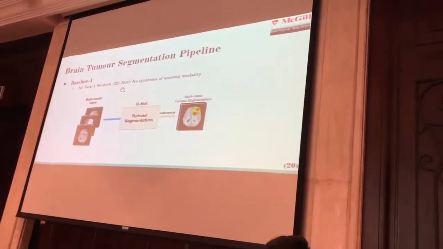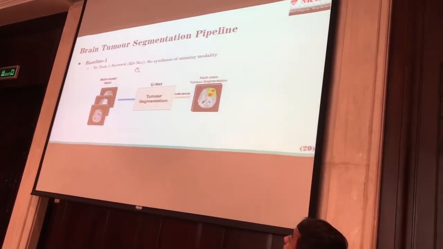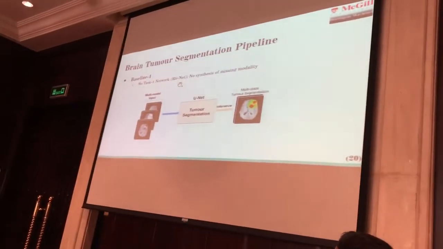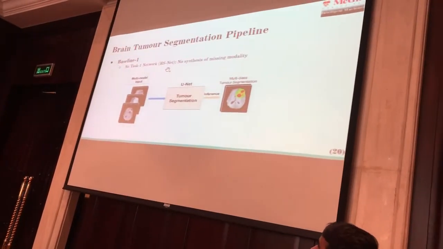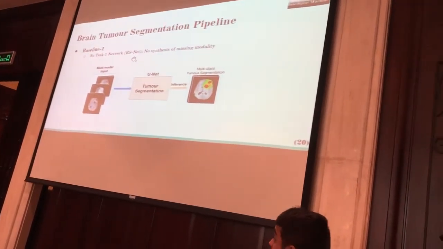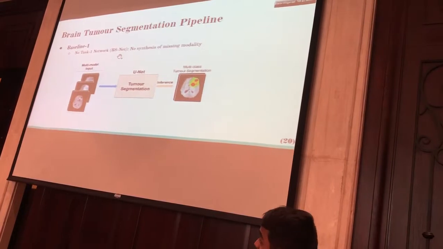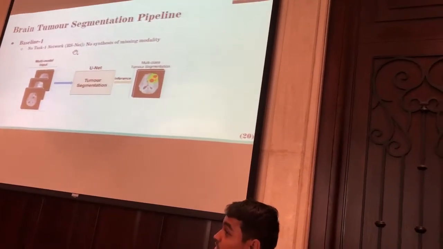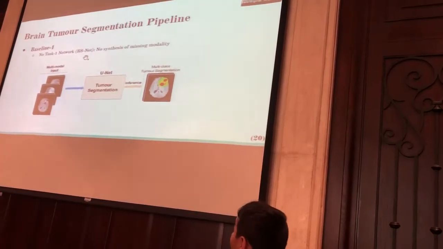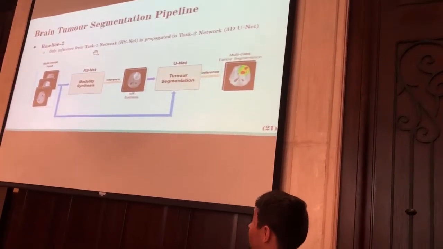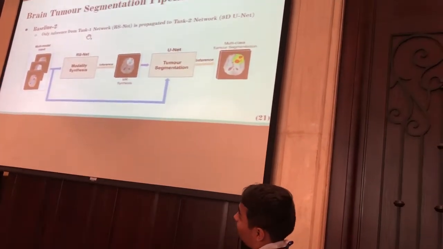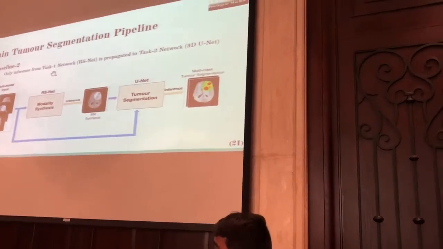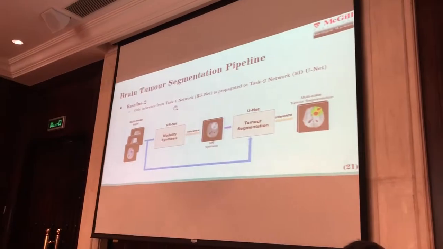Similar to the previous pipeline, we use the same baselines. In baseline 1, we don't have a task 1 network; it is a regression segmentation network, so it means that we don't synthesize the missing modality, and we just segment using the 3 modalities available. This will allow us to see if synthesizing the modality was useful or not. In baseline 2, we just propagate the inference from task 1 network to task 2 network.